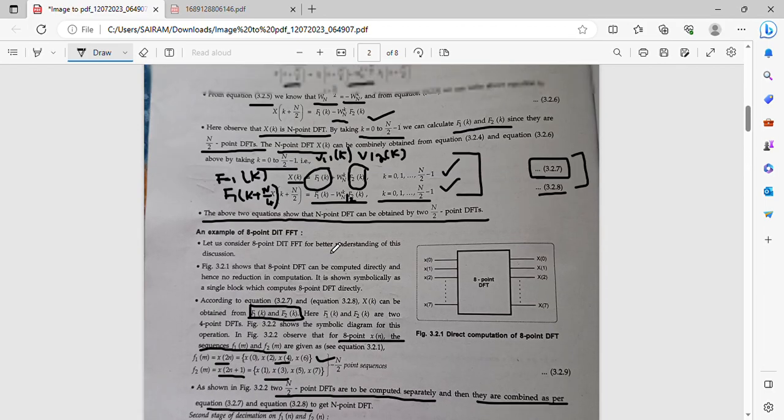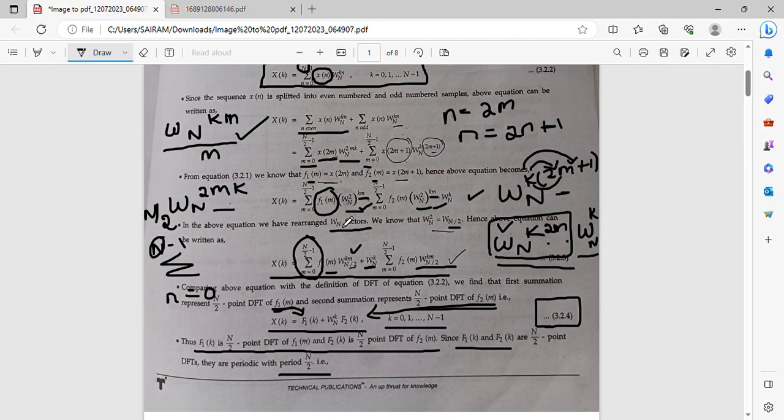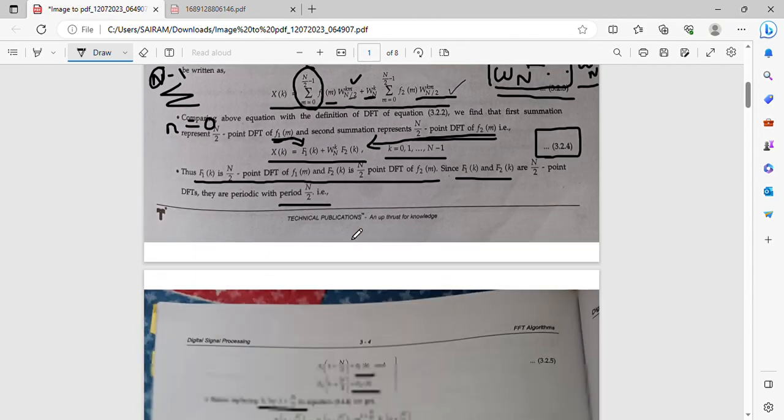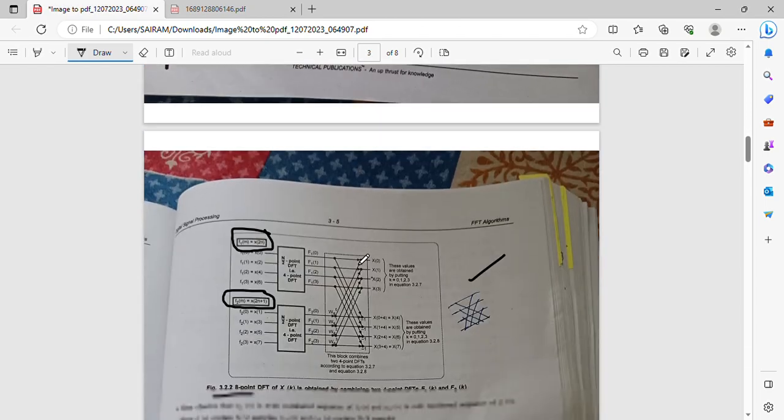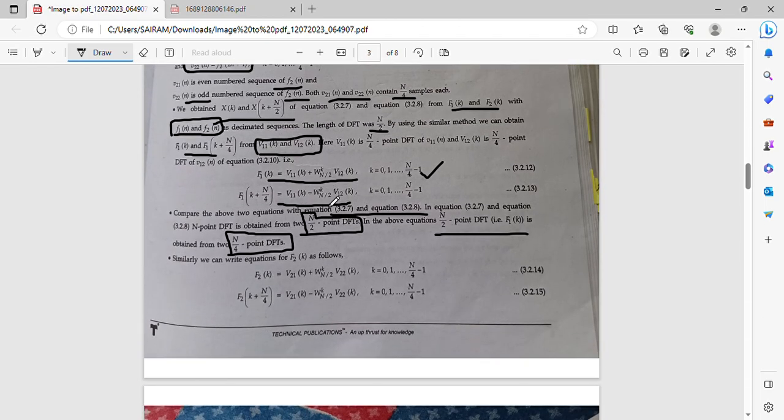By seeing these two equations here, I told that you are going to get the n point DFT by using two n by 2 point DFTs, but by this equation I am telling that you are going to get the n by 2 point DFT by using two n by 4 point DFTs.